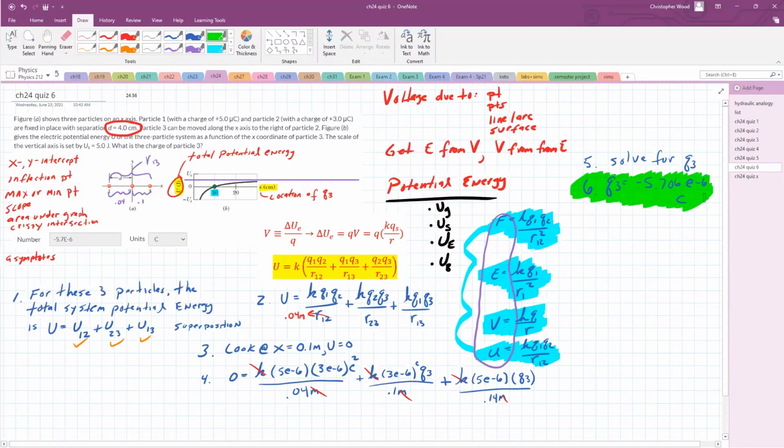So that's the magical value of Q3. If Q3 had that value, the system potential energy would actually be 0. No potential. There'd be no potential for anything to move. No potential for kinetic energy.